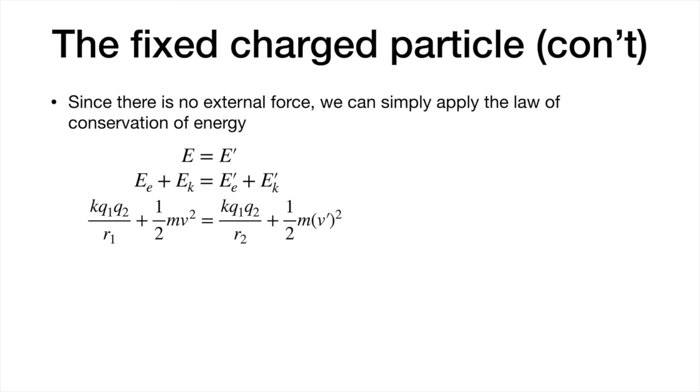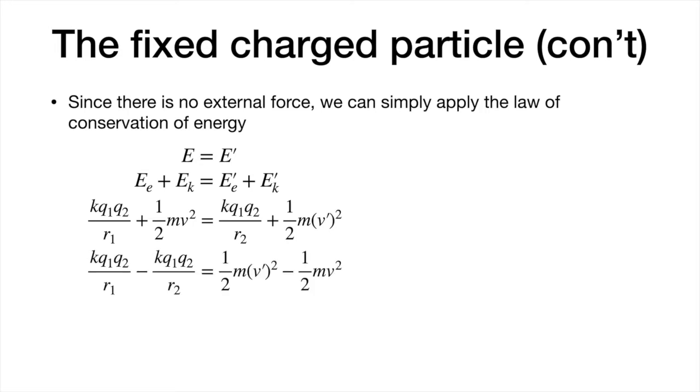Notice in this equation, you have this m, the mass. That's the mass of the moving particle, obviously, because that's the only thing that gets to move in this system. The fixed charge doesn't move.